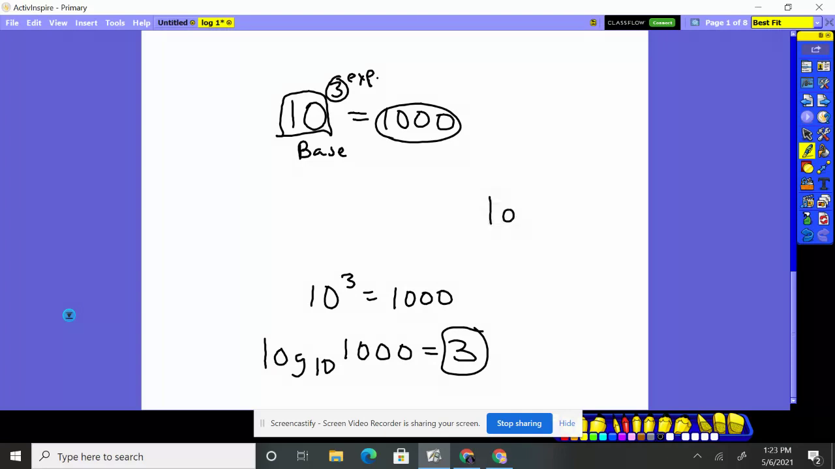If somebody says to me, hey, what's the log of 100? It's understood if you don't have a number there, if you don't have the base, that it is a 10. The log of 100 basically means, hey, 10 to what power gives you 100? That's going to be a 2.